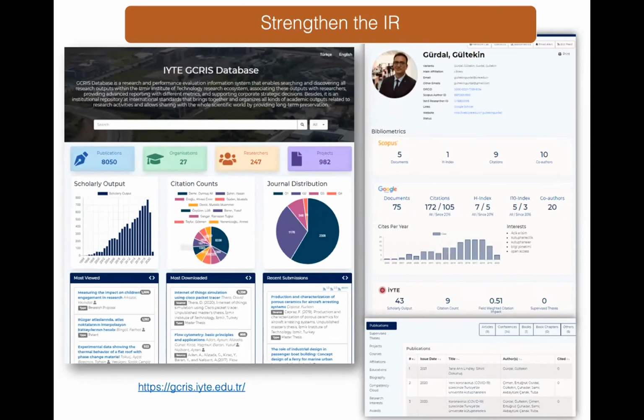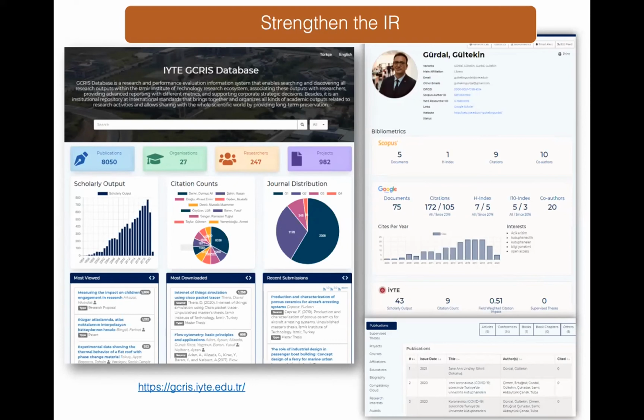We are using a CRIS system as an institutional repository. GCRIS collects all the data about publications. GCRIS also collects data about the university research ecosystem: awards, projects, laboratory equipment, and everything about our research ecosystem. We also provide bibliometric analysis to our researchers.